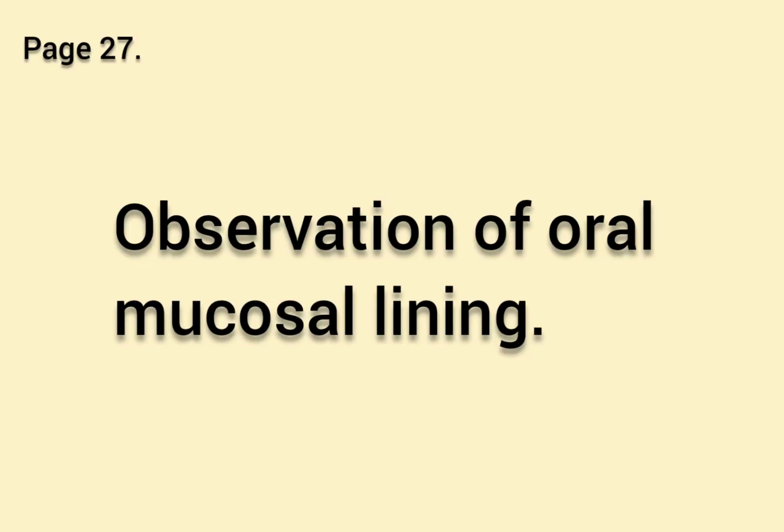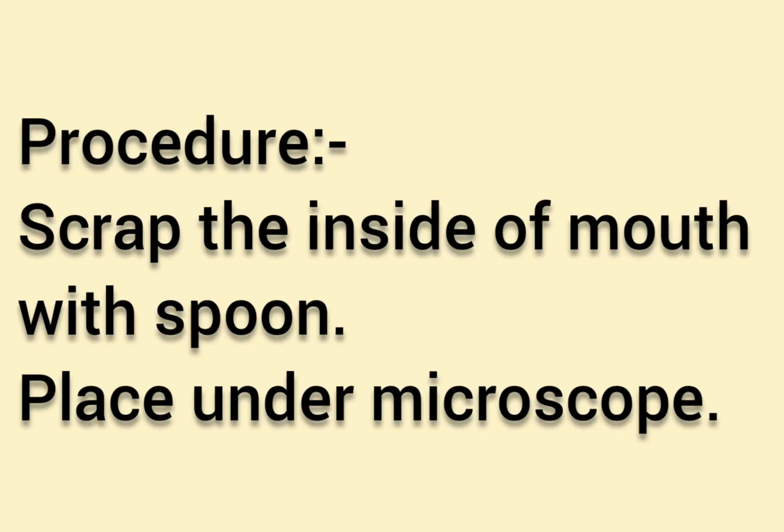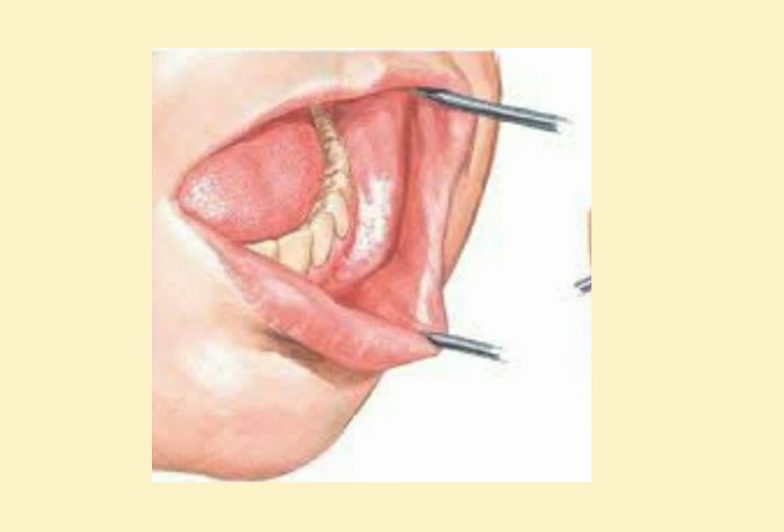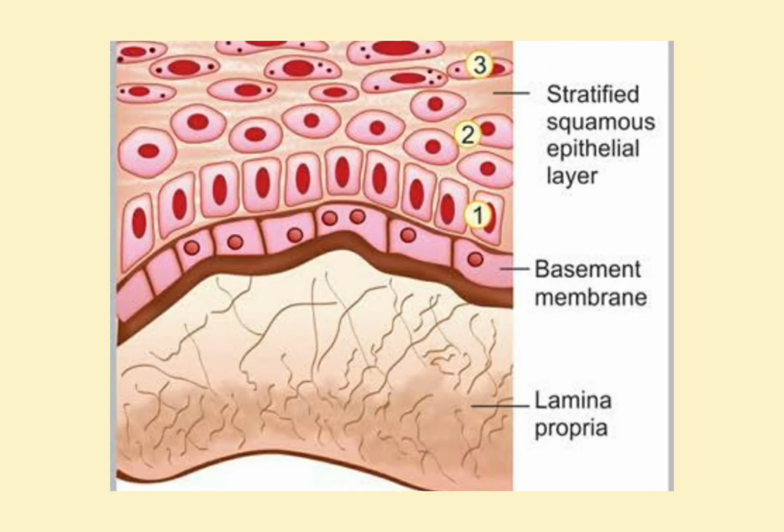The next activity, which is there on page number 27, is to collect the substance lining the mouth using a spoon. And this lining can be observed under the microscope. So when we scrape the inside of the mouth, what we get is the oral mucosa. The oral mucosa is made up of stratified squamous epithelium. The cells are arranged regularly.